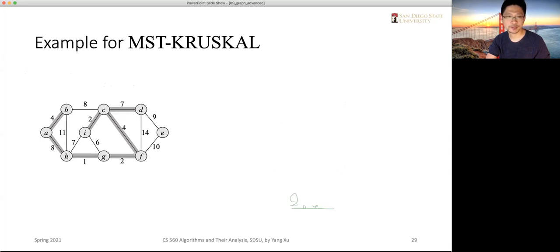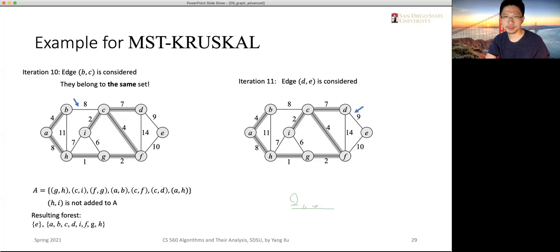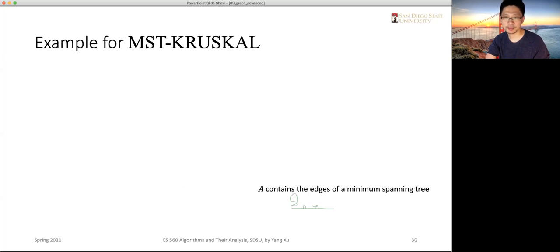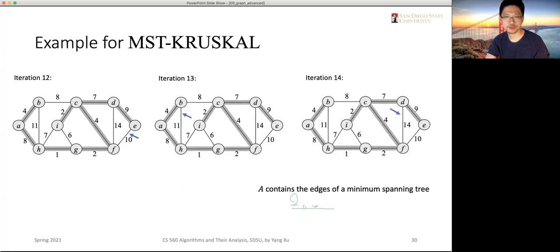In the last iteration, B and C will not be considered because the two ends are already connected. D to E is considered and will be added. Lastly, F to E, B to H, and D to F will not be considered because they would break the acyclic property of the tree.